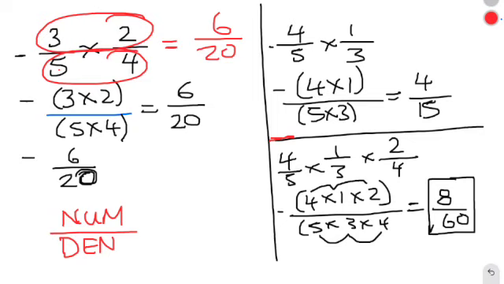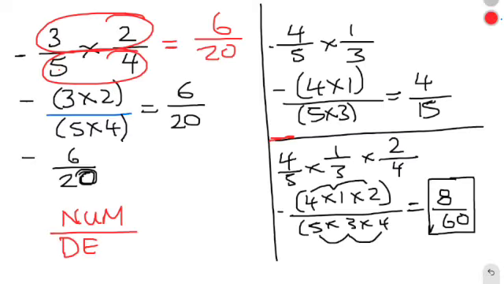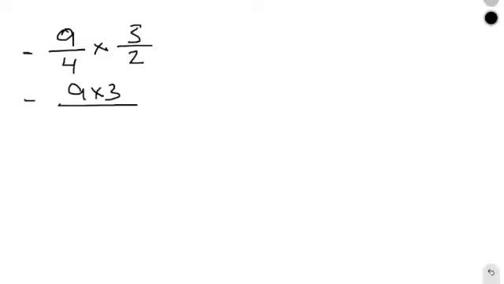If we look now at an improper fraction, the procedure is pretty much the same. Let's look at 9 over 4 times 3 over 2. It's the same procedure, right? Where we have 9 times 3 divided by 4 times 2. It's the exact same application.